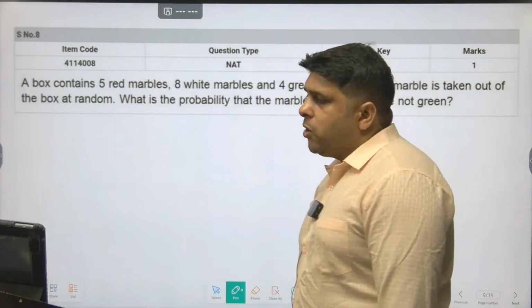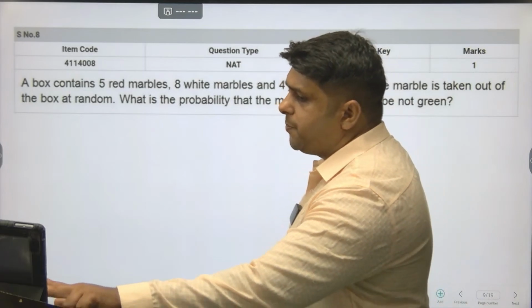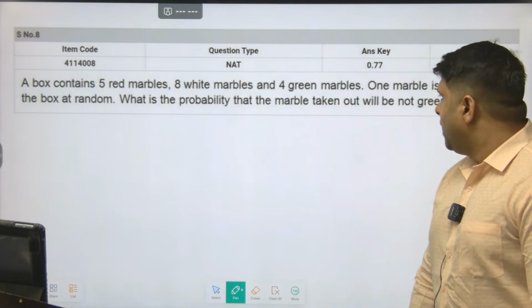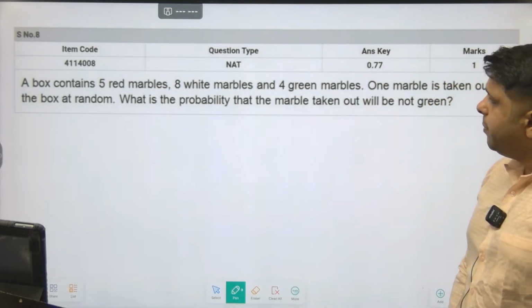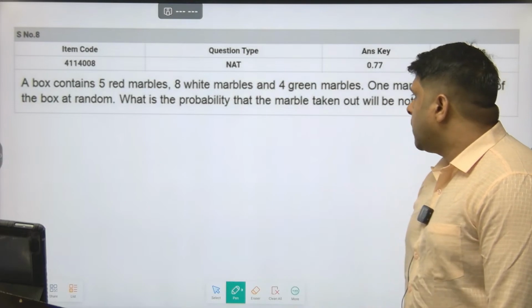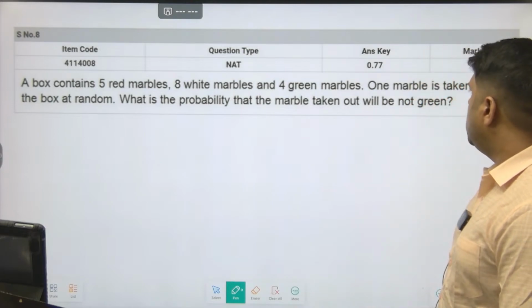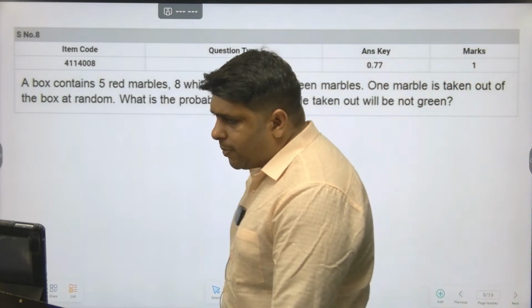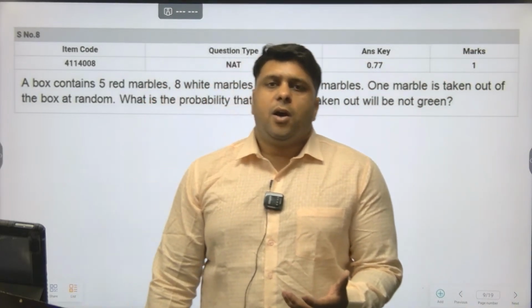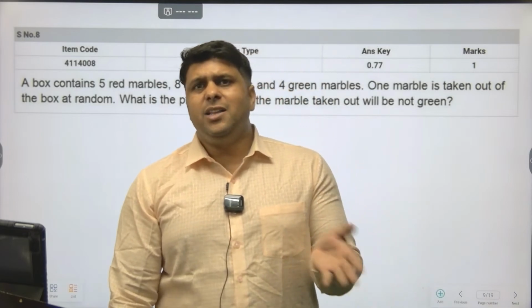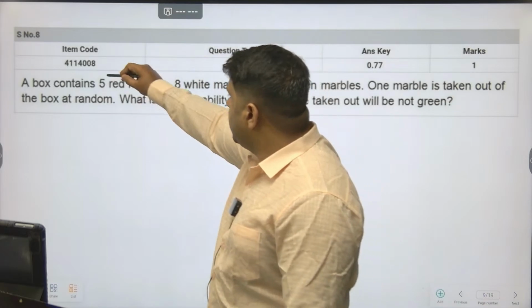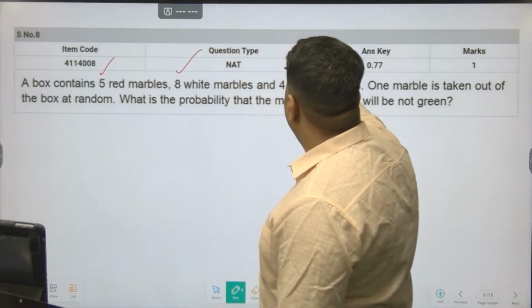Next question. A box contains 5 red marbles, 8 white marbles and 4 green marbles. One marble is taken out of the box at random. What is the probability that the marble taken out will be not green? So he is asking you to find the probability that the marble is not going to be green. So find the probability of the other ones. Simple answer.